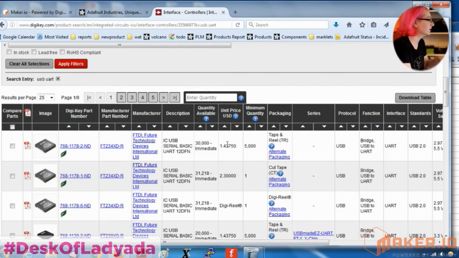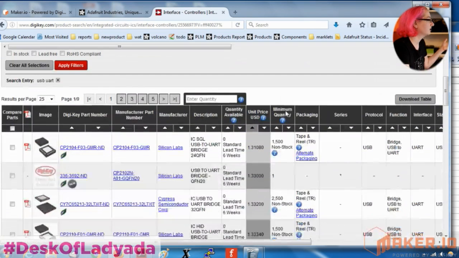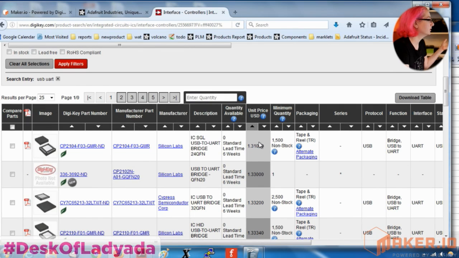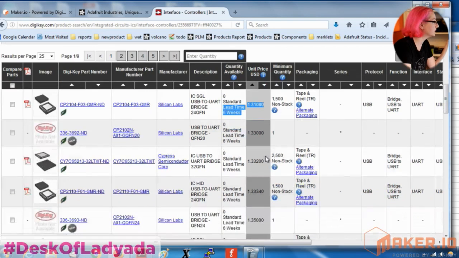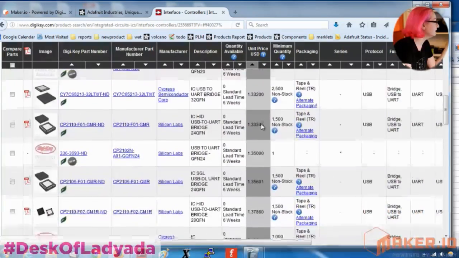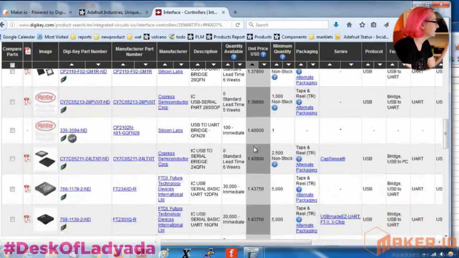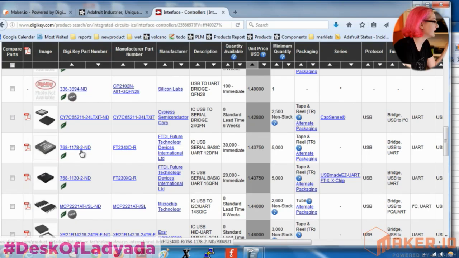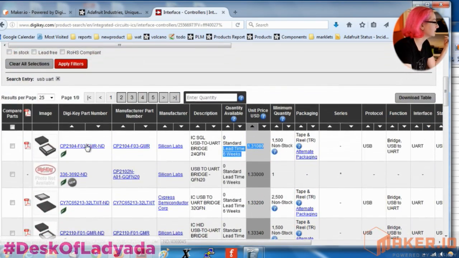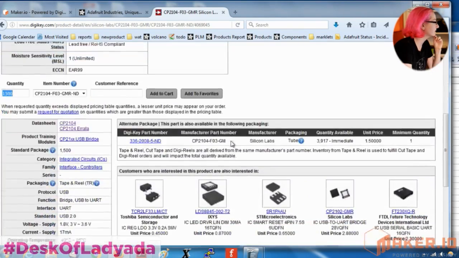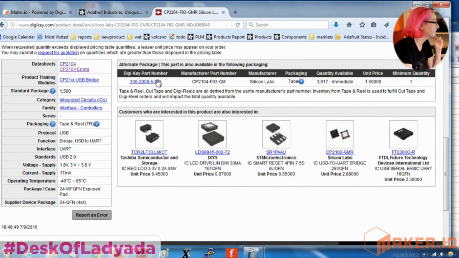So what I like to do, just budgetary, is take the unit price and click up to give you the pricing available. Now, some things are not in stock, they're non-stock, but this is possibly available for about $1.30. Looks like the Silicon Labs chips and also the FTDI chips are about $1.40. Digi-Key has a similar part for $1.50.